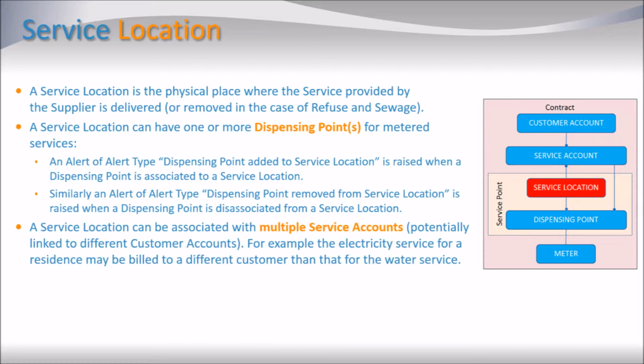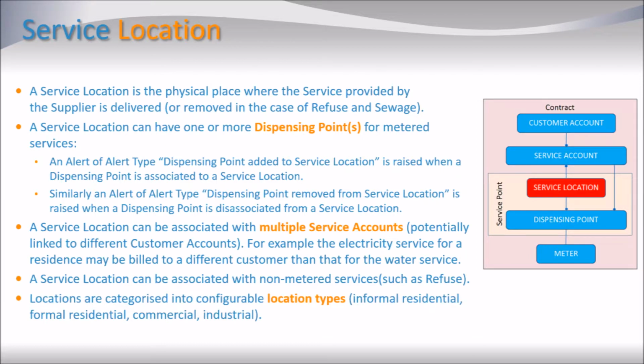A service location can be associated with multiple service accounts, potentially linked to different customer accounts. For example, the electricity service for a residence may be billed to a different customer than that for the water service. A service location can be associated with non-metered services such as refuse. Locations are categorized into configurable location types, such as informal residential, formal residential, commercial, and industrial. You can add your own ones by adding these into the location type table.